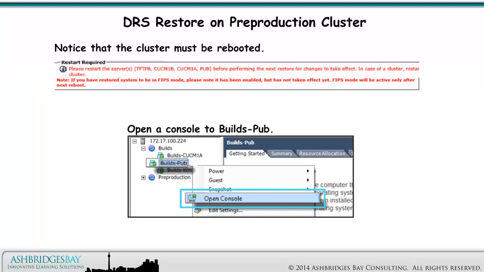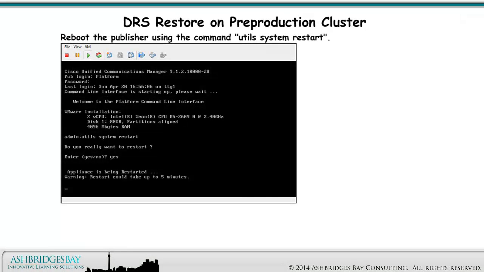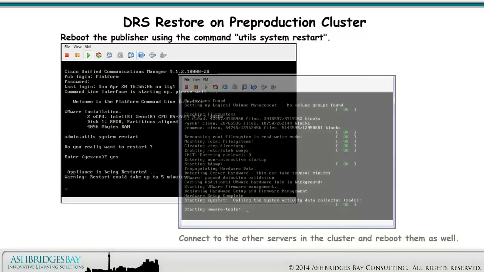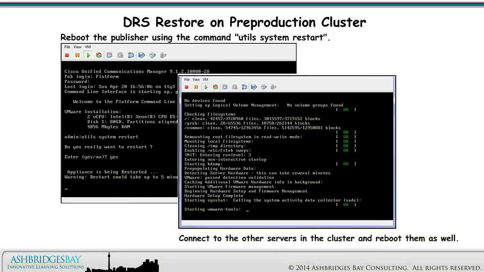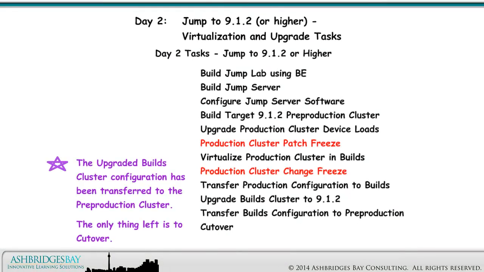Open a console to BuildsPub. Log in using platform and your password. Reboot the publisher using the command utils system restart. Connect to the other servers in the cluster and reboot them as well. The upgraded builds cluster configuration has been transferred to the pre-production cluster. The only thing left is to cut over.